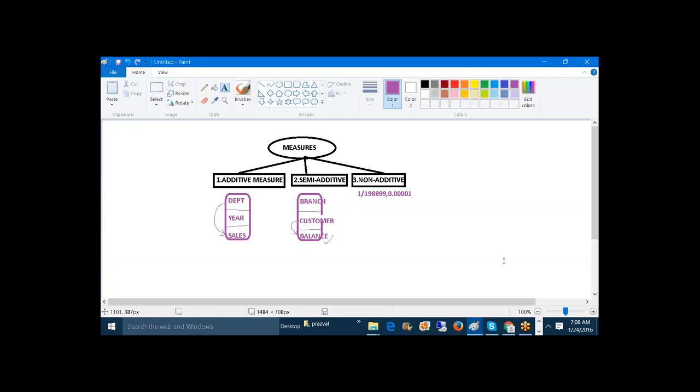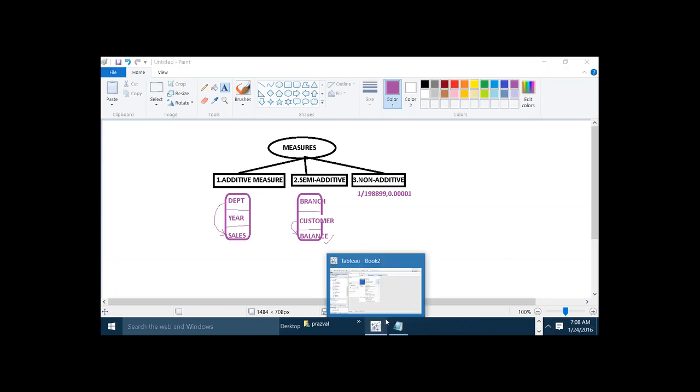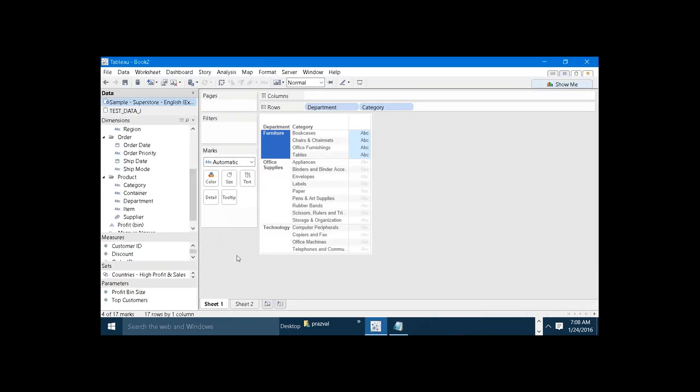So let's try to identify the different types of measures we are having here. So we go to the measures. Here we are seeing something called customer ID. So what about customer ID? What does the measure contain? Foreign key, right? So customer ID. ID is what? Key. So it's a foreign key.